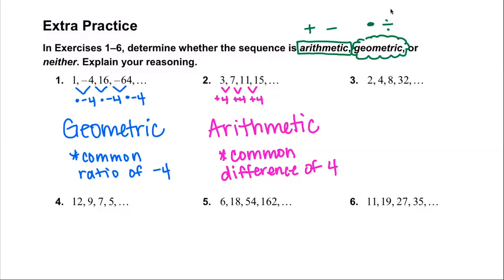Okay, so in number 3, what I notice is that 2 times 2 is 4. 4 times 2 is 8. Oh, well, what happened here? This is 8 times 4 is 32. So since we are not multiplying by the same number over and over, we have a nice little pattern going here, but the pattern is broken. So this is not a special sequence. We're going to say it's neither. There's no pattern.